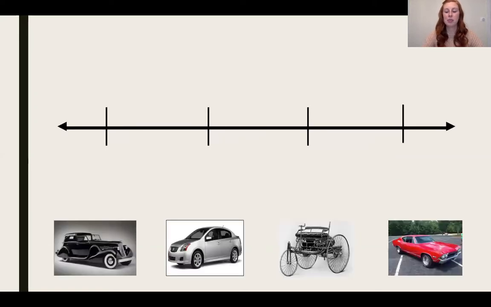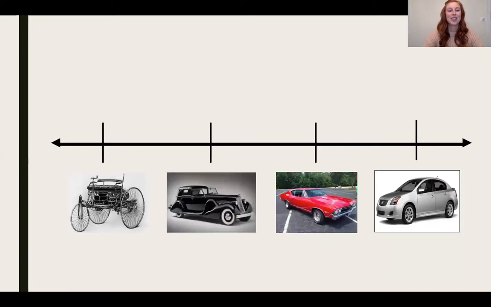If you look at the pictures on the bottom of the screen, I bet you could put those in order. Which one of those cars do you think was made first, second, third, and fourth? I'm going to give you a second to think about it, and then we'll see if you did it right. Okay, let's check. The first car that was invented only had 3 wheels, and then the cars have changed to look like the cars that we use now in the present.